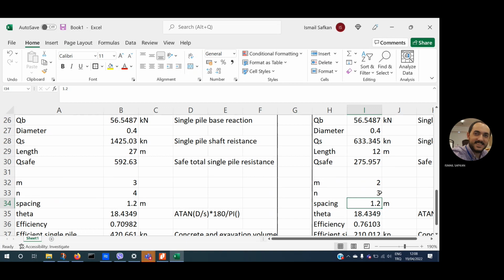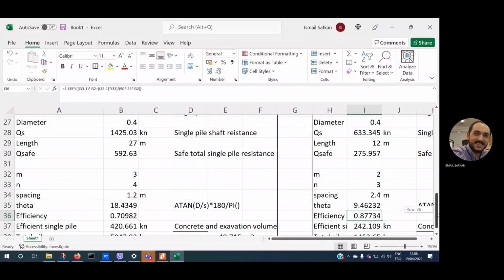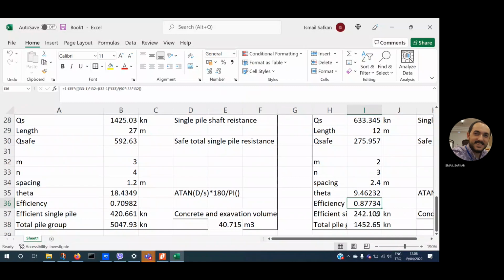Look at my efficiency. From 0.71, it increased to 0.88. However, the quantity of piles is less. Let's proceed. Efficiency, single pile, but don't compare with this because this is a very deep value. Total capacity became 1,000 this much. So I should increase the depth. Let's do it.